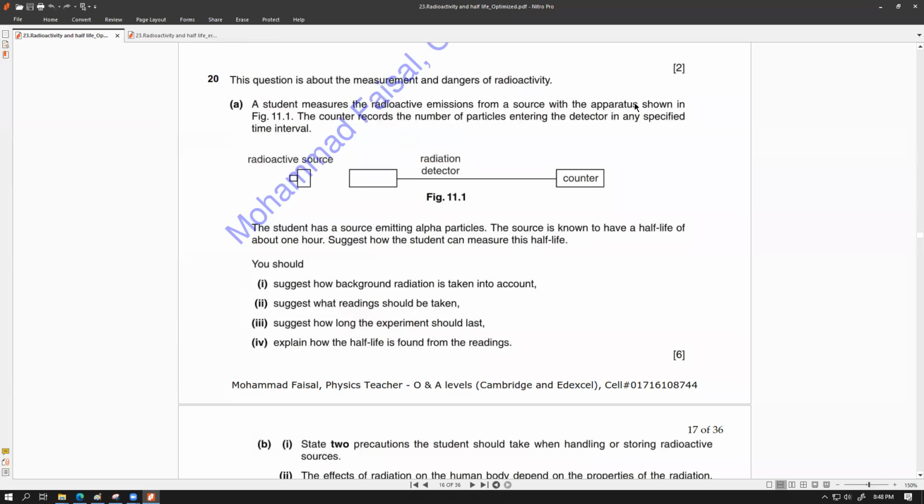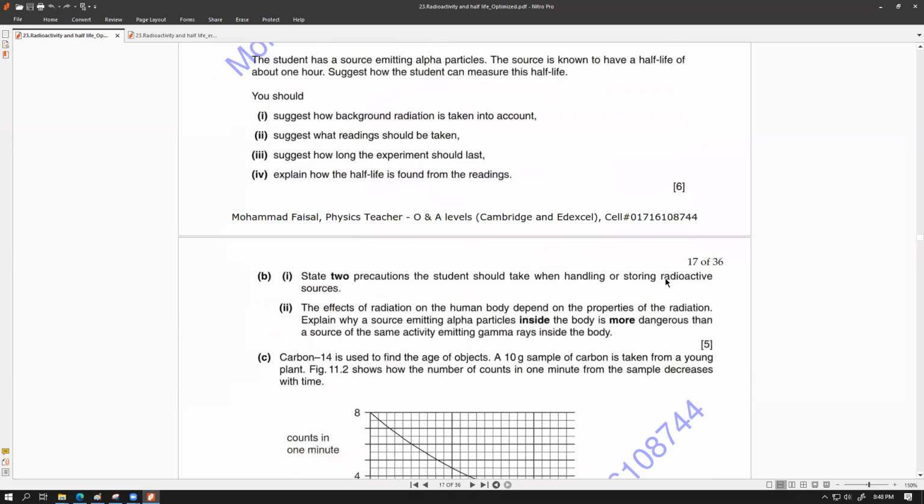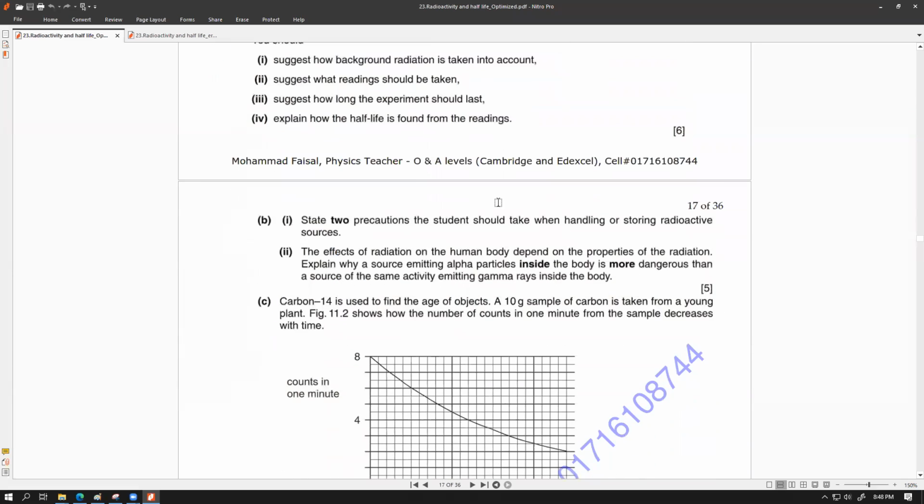Answer number B. It's a 5-mark question, so pretty big marks. Think.